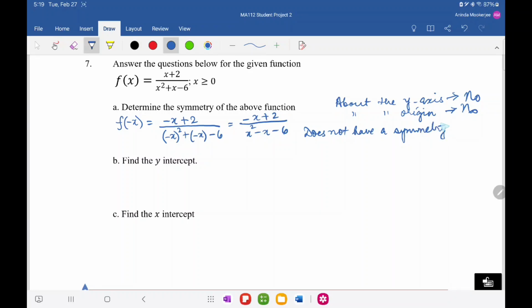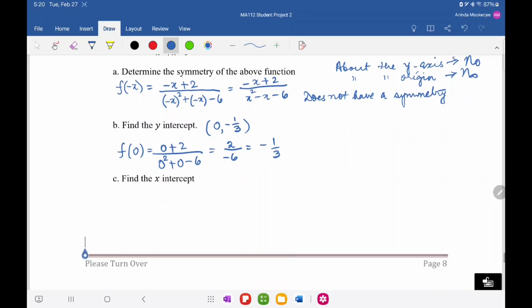All right. Next one says find the y-intercept. All right. So at the y-intercept, keep in mind the x value is always a 0. So all we do is we plug in 0 into the function and evaluate and see what y value we get. So we have f of 0 will be 0 plus 2 divided by 0 squared plus 0 minus 6, which is 2 over minus 6, which is negative 1/3. So the y-intercept is 0 comma negative 1/3. So we got our y-intercept.